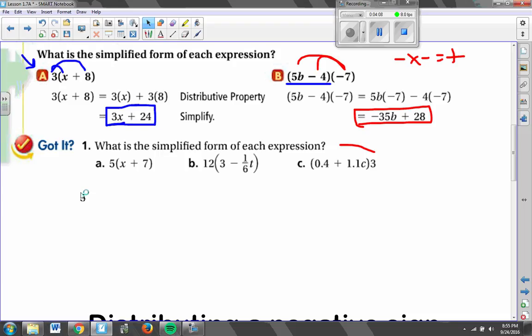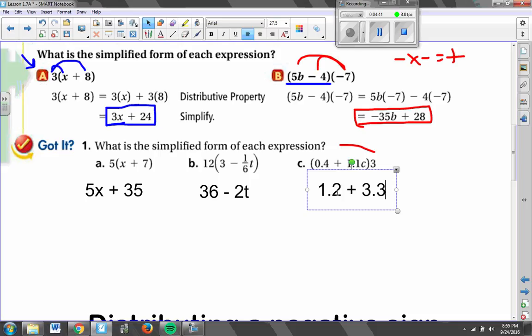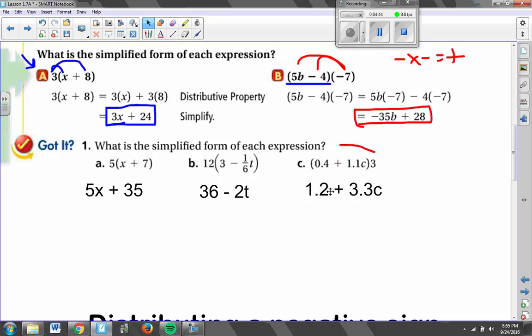Okay, in letter A, we should get 5x plus 35 because we do 5 times x and 5 times 7. In letter B, 12 times 3 gives us 36. We're subtracting then. 12 times 1 over 6 is 12 over 6, which simplifies down to 2. And we have a t on there. 36 minus 2t. And then in letter C, 3 times 0.4 gives us 1.2. This is a plus sign. And 3 times 1.1 gives us 3.3c. So I get 1.2 plus 3.3c.